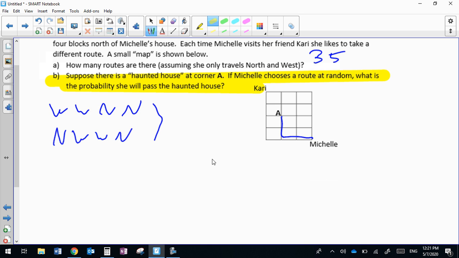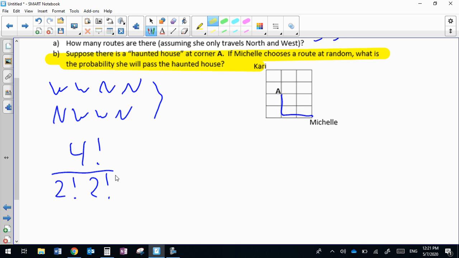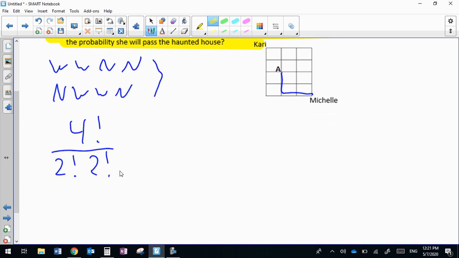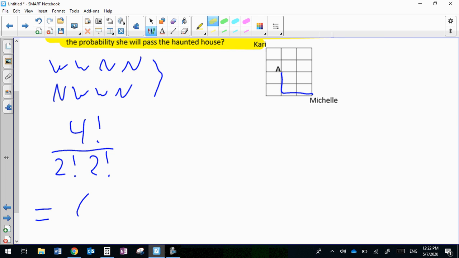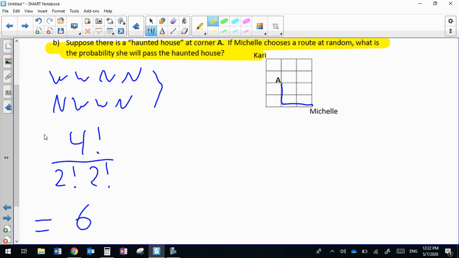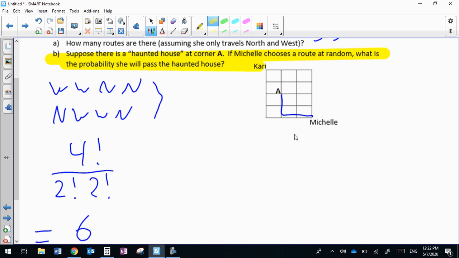Well, there is now 4 factorial divided by 2 factorial divided by 2 factorial. Now that is actually equal to 6 total possible routes for Michelle to get to A. Notice you could probably almost write those 6 out just by hand if you wanted to. It's just a shortcut. So there's 6 ways to get to point A.